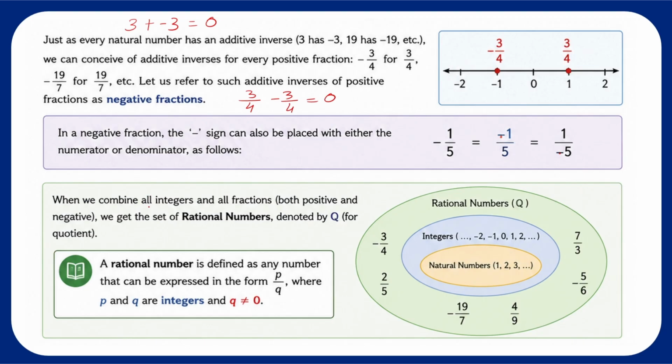So when we combine all of the integers and all fractions, both positive and negative, we get the rational numbers. It is denoted by the letter Q for the quotient. And the definition is: a rational number is any number that can be represented in the form p over q, where p and q are integers, which means they can be positive or negative, and q should not be equal to 0.